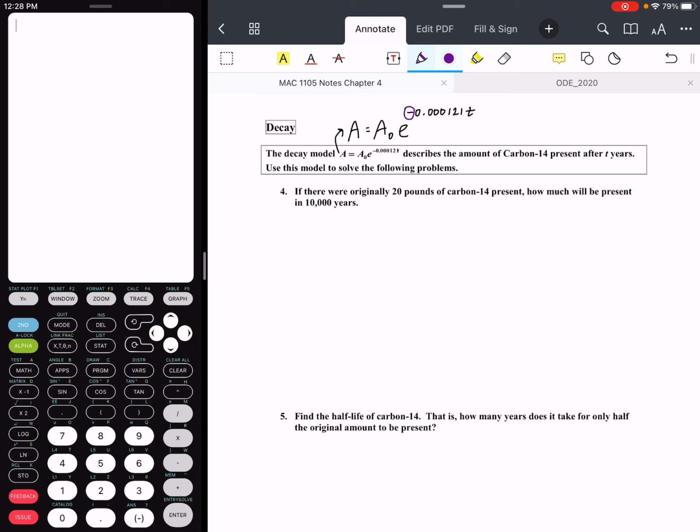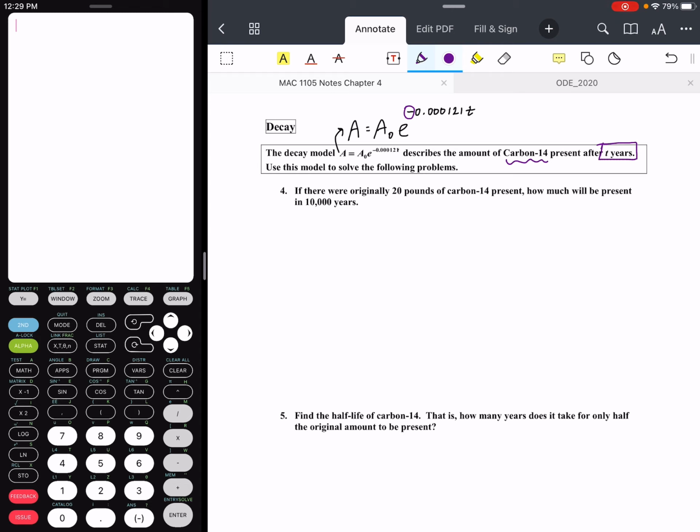So our decay model here is A equals A naught times e raised to the exponent negative 0.000121 times t. That decay model describes the amount of carbon-14 present after t years. So we're back to years instead of seconds, and we're looking at the amount of carbon-14. Use this model to solve the following problems.